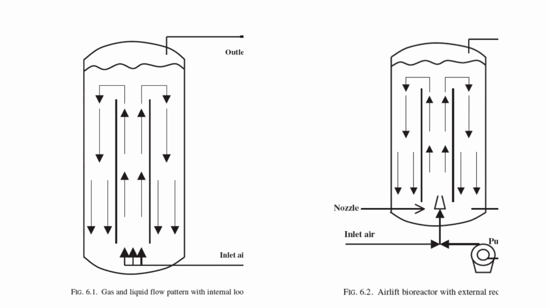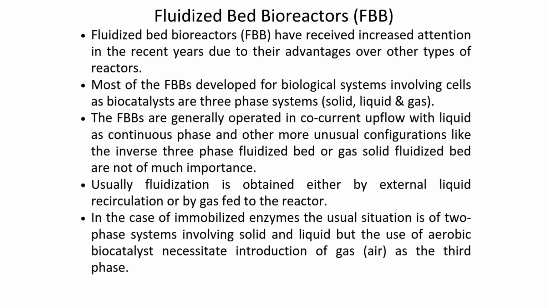Let us go further and examine fluidized bed bioreactors, or FBB. These reactors have received increased attention in recent years due to their advantages over other reactor types. Most FBBs used in biological systems with cell biocatalysts are three-phase systems involving solid, liquid, and gas. They are generally operated in co-current upflow mode, with liquid as the continuous phase. Other configurations, like the inverse three-phase fluidized bed or gas-solid fluidized bed, are less common. Fluidization is usually achieved either by recirculating liquid from outside the reactor or by feeding gas directly into it.